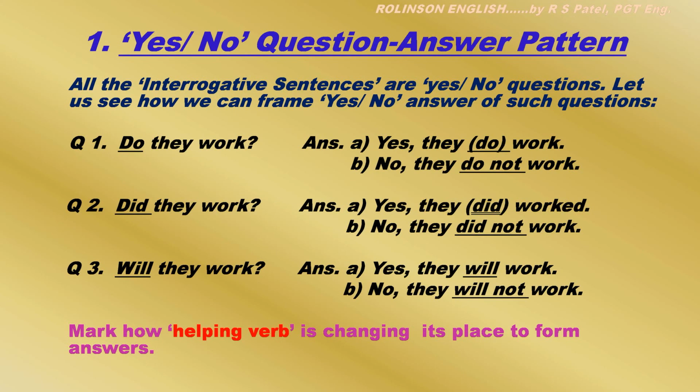Similarly, in second case, did they work? Yes, they worked. No, they did not work. And in third case, will they work? Yes, they will work. No, they will not work. What do you see here? That helping verb is changing its place. And this way, we can make answers yes and no out of interrogative sentences. Okay?